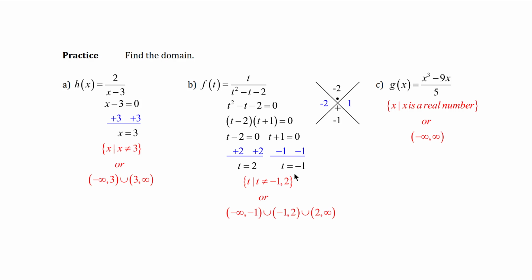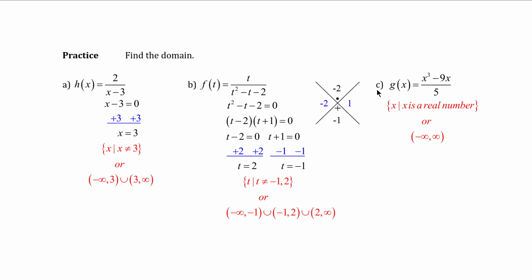Our domain written in set notation is a set of curly brackets, t such that t is not equal to negative 1, comma 2. Or we could write our domain in interval notation, which would be parenthesis, negative infinity, comma negative 1, close parenthesis, union, parenthesis, negative 1, comma 2, close parenthesis, union, parenthesis, 2, comma infinity, close parenthesis.